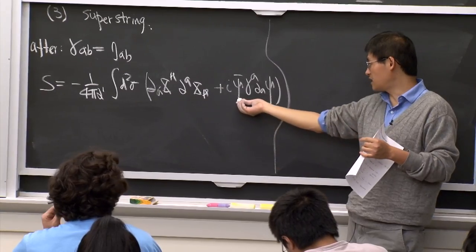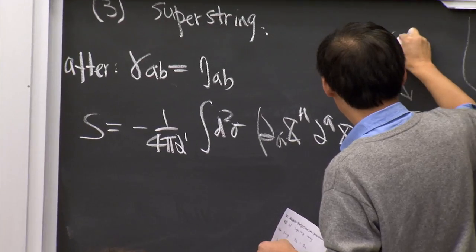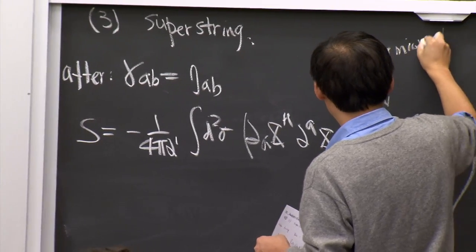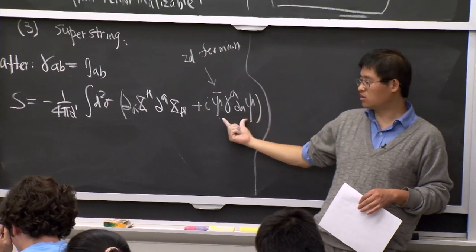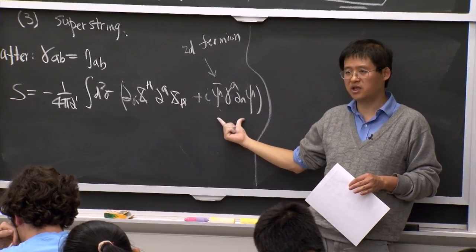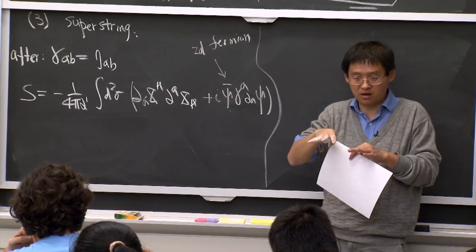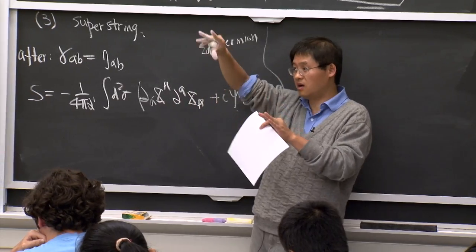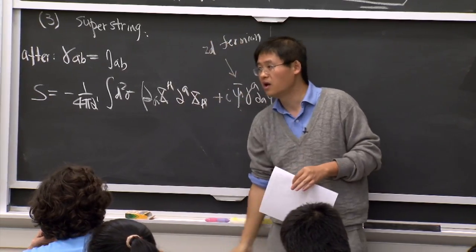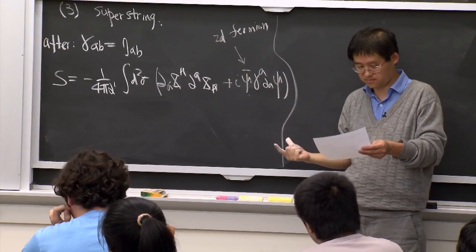So this is just some two-dimensional fermions living on the worldsheet. So this is a two-dimensional spinor field living on the worldsheet. The reason you can add such a thing is that those things don't have an obvious geometric interpretation. So you can consider them as describing some internal degrees of freedom of the string. And so this part provides the space-time interpretation of moving in space-time, and those are just some additional internal degrees of freedom on the worldsheet.